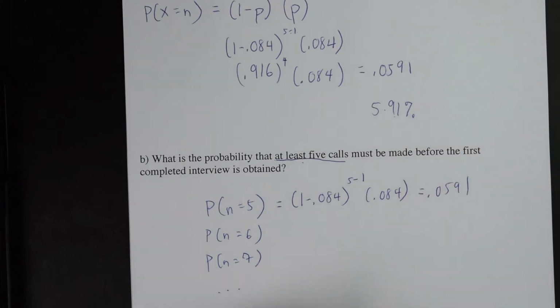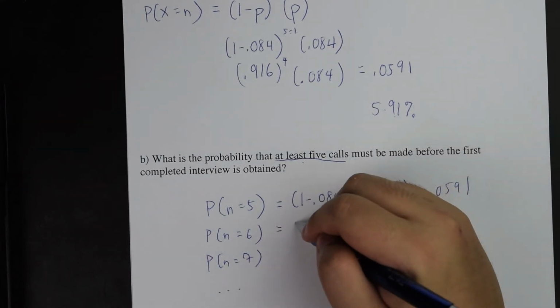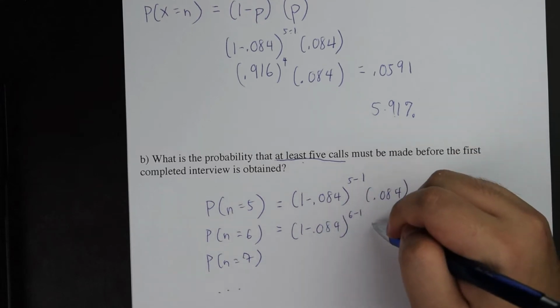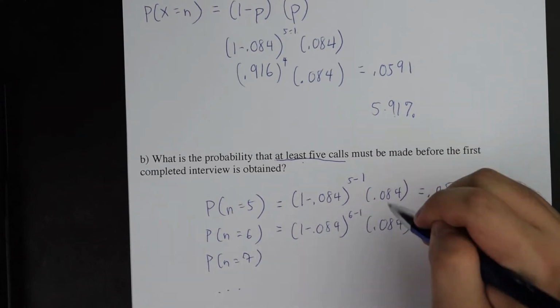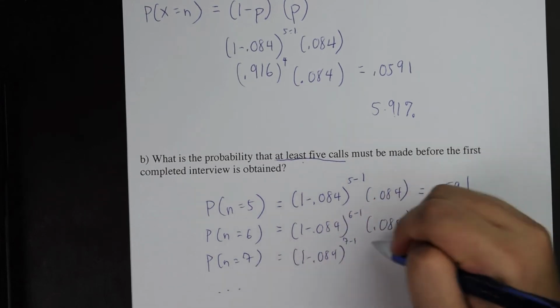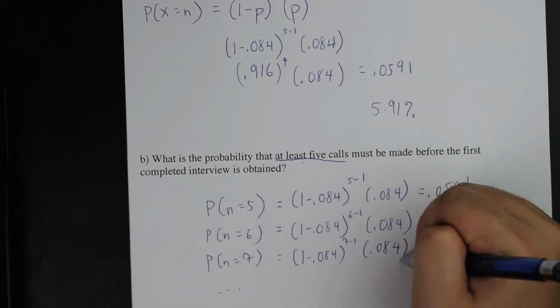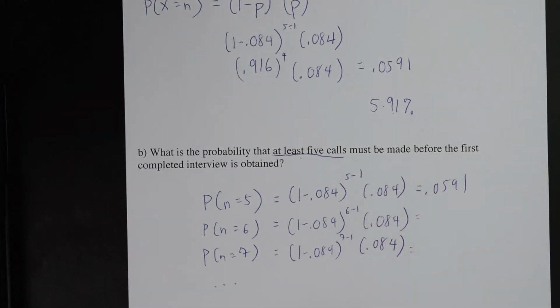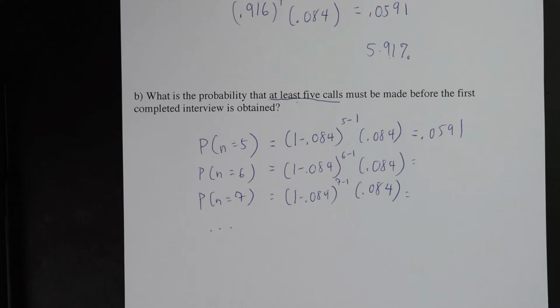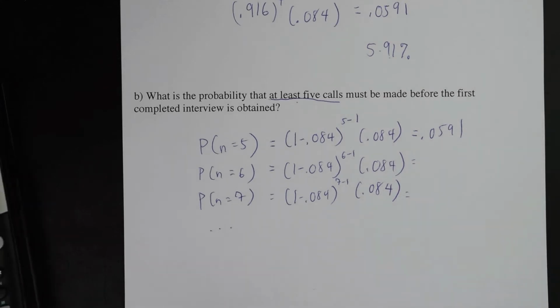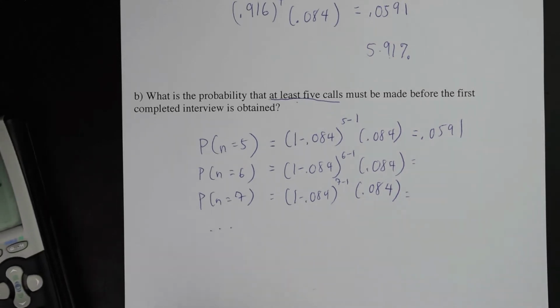I do want to provide you the context as to where I'm going with this. So (1 minus 0.084)^(6 minus 1) times 0.084, and this will equal (1 minus 0.084)^(7 minus 1) times 0.084. Okay. And you know, these will end up with their own probability values, but that's not the important case. The idea is, how do we go about adding up all these infinite number of possible values? Let me show you what actually is occurring.